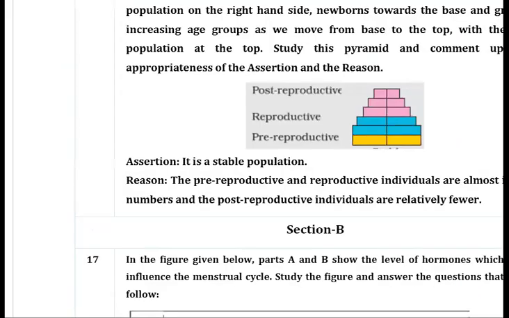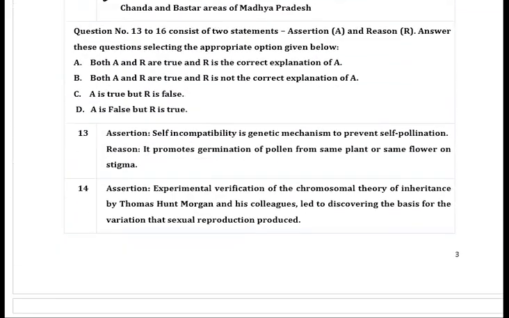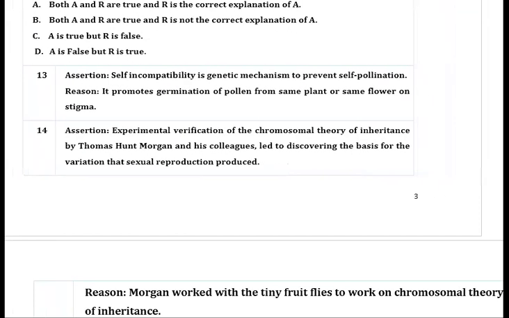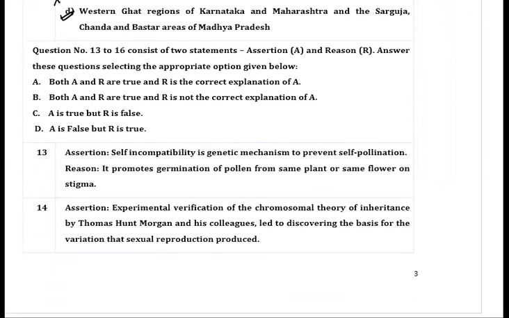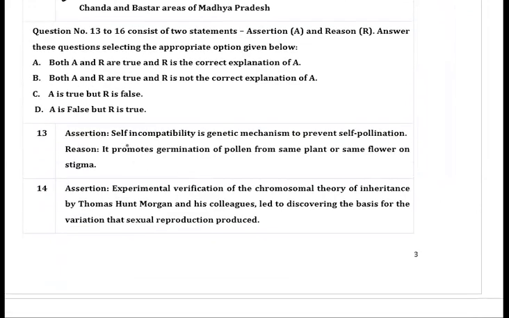Okay, let's talk about the next question. The next question was a reason and assertion based question. In the reason and assertion based question, the first says, self-incompatibility is genetic mechanism to prevent self-pollination. Yes, of course, this assertion is a very correct one. To prevent self-pollination, if the pollen grain of the same flower falls on the stigma of the same flower in the same plant, they will not germinate. This is called self-incompatibility. True.